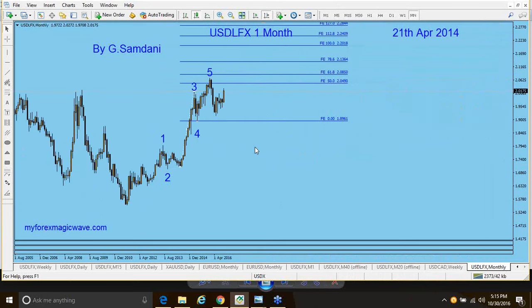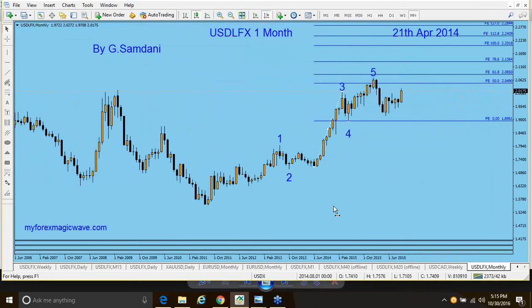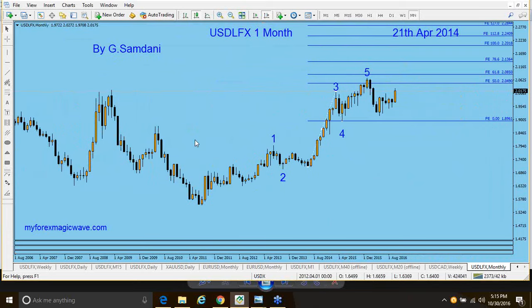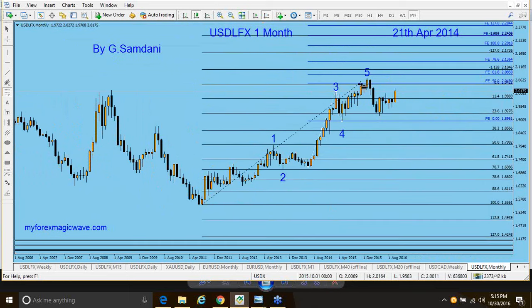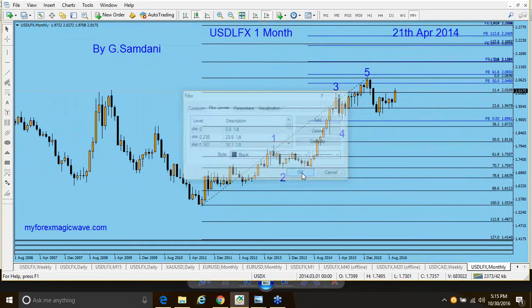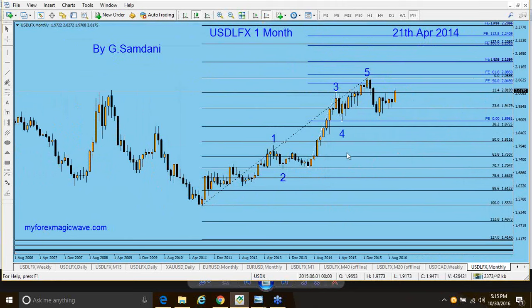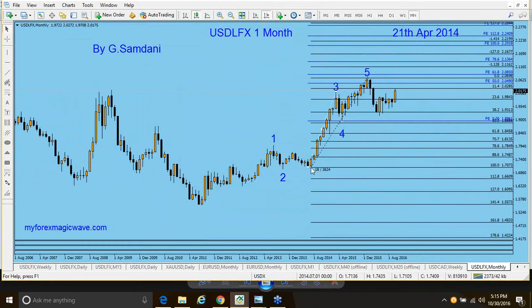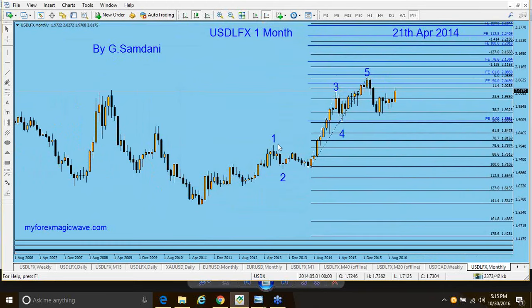If this whole thing is wave 1, then you have wave 2 somewhere here. For example, if I go to measure, the 61% is coming here in this area, 50% is here in this area. If you measure this from here only, then you have 60% is coming into this area here. 78% is this high here.